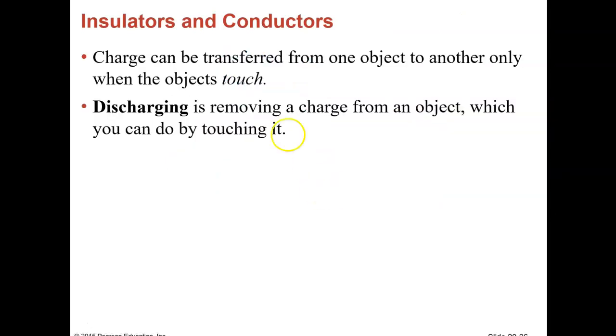So again, we're talking about insulators and conductors. An insulator does not allow charge to move through easily. It stores the charge on it. A conductor allows the charge to move on it or through it. You've probably heard that term, hopefully. But yeah, insulators hold charge, conductors allow charge to travel through.